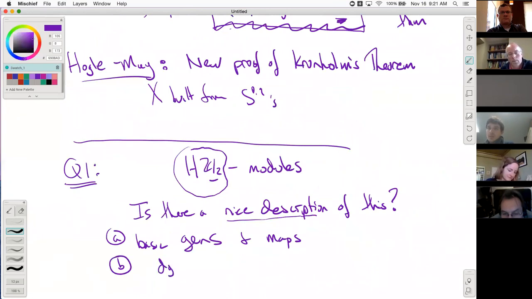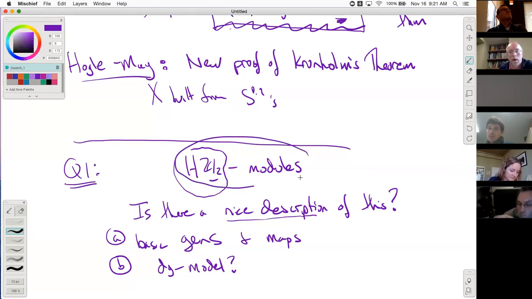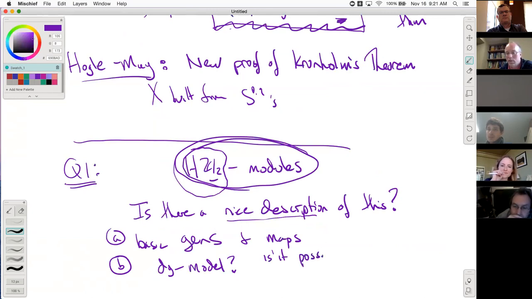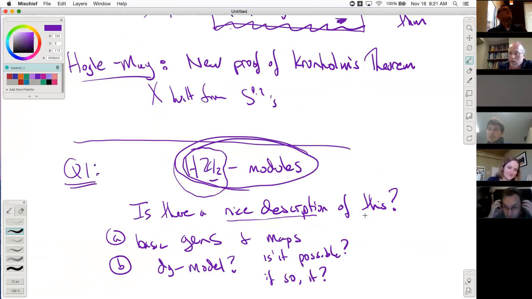The other thing I've been curious about for a long time is whether there's a DG model of this. Okay. So can you write down an algebraic model category? So one equipped with an enrichment over chain complexes that models this category. I don't think anybody knows how to do this, and I've received conflicting opinions from experts about whether this is possible or not. But certainly you should be able to either answer, is it possible? And if so, do it. What does it look like? So I'm very curious about that.